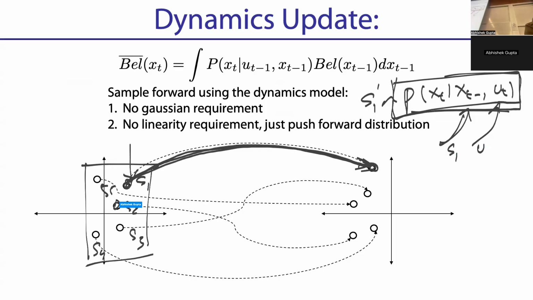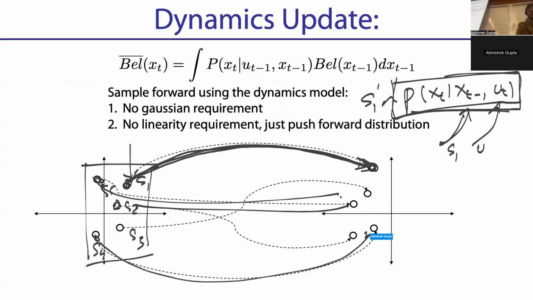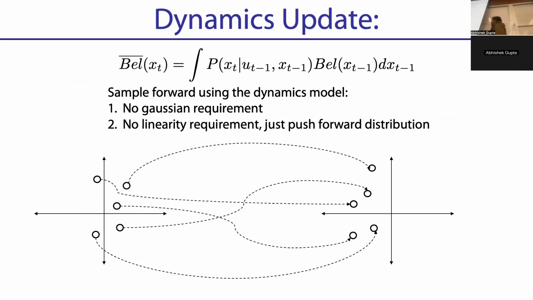I'm going to do the same thing with this, and with this, and with this. All I've done is this is my previous list of states, and this is my next list of states. There's no fancy manipulation. All you're doing is taking every single state in your list of belief and pushing it forward with the dynamics model. You're drawing a sample, and the collection of new samples is your new belief.